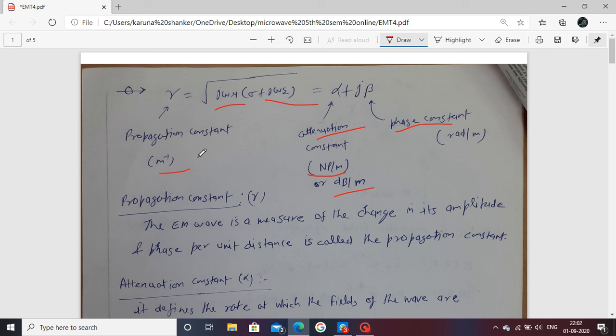The unit of propagation constant is per meter, otherwise meter minus 1. Alpha, the attenuation constant, is in Nepers per meter, or in terms of dB per meter. The phase constant is in radians per meter. What is the propagation constant? It measures the change in the amplitude and phase per unit distance when the wave is propagating in a particular direction. This is measured by gamma.